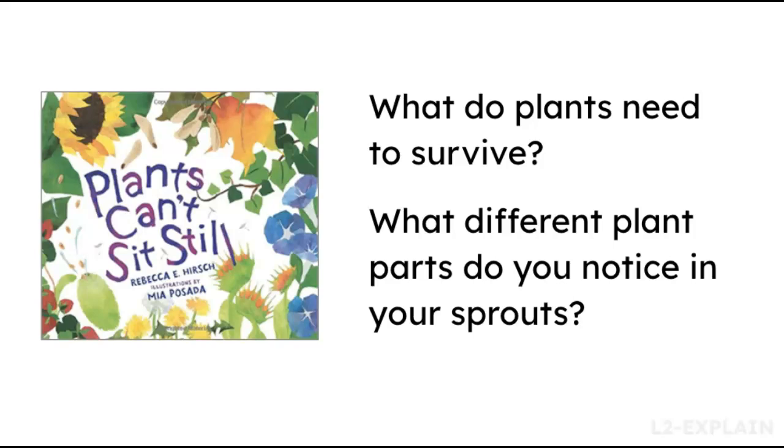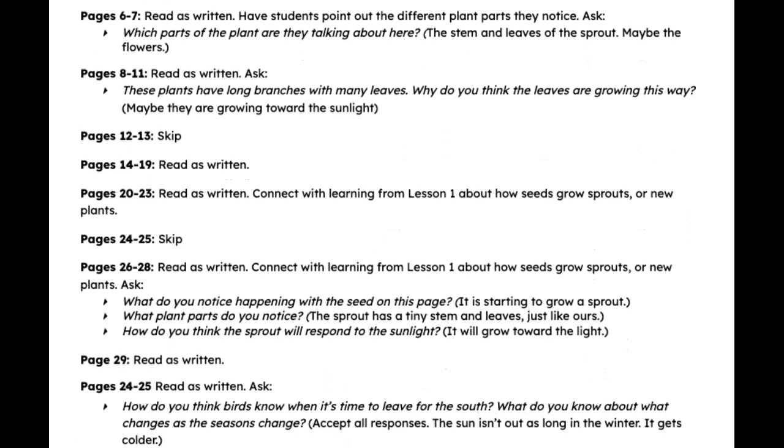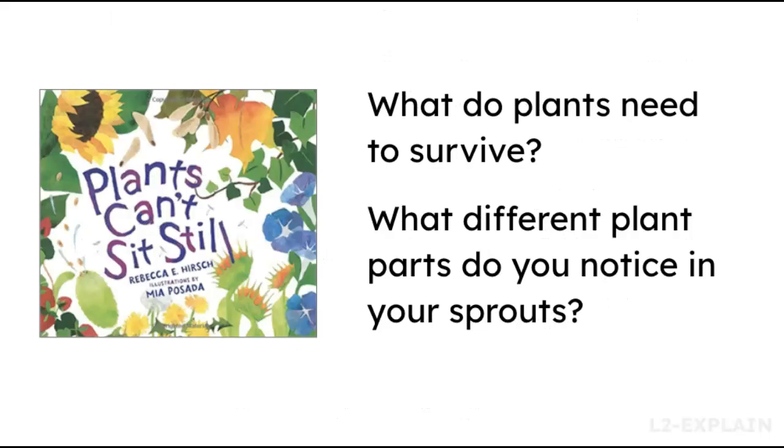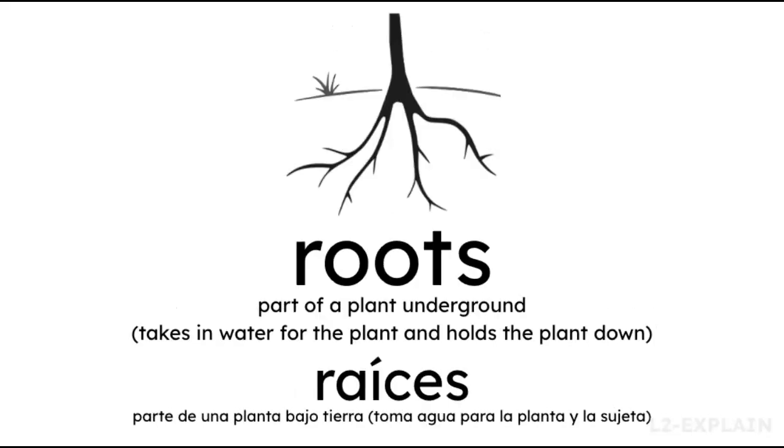You'll introduce the book Plants Can't Sit Still. You'll use the Read Aloud guide to ask questions while reading. You'll have students make connections between the plant parts they observed and the plant parts in the story, and how the parts are helping the plants in the book. You can post and discuss the stem, leaves, and roots vocabulary cards.